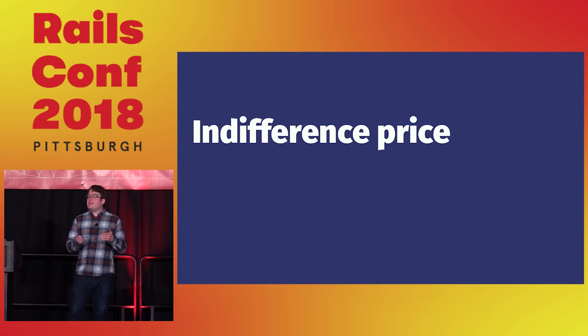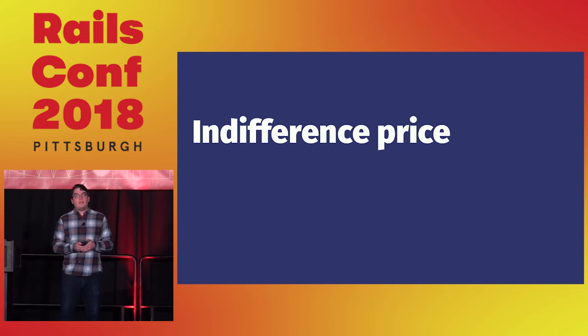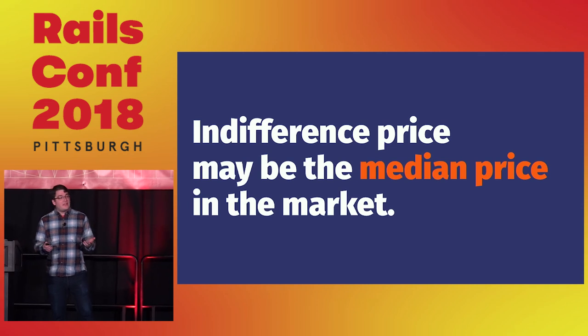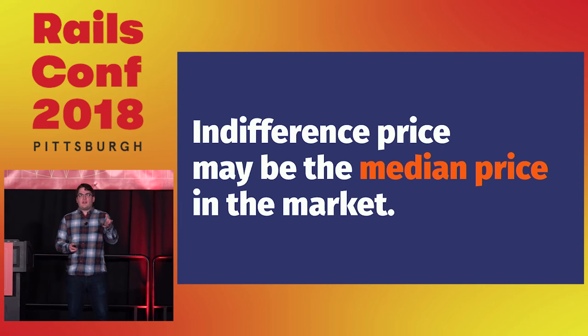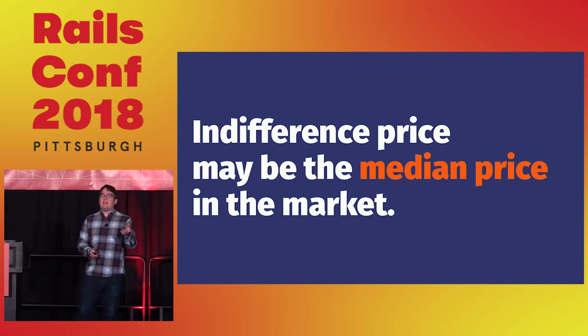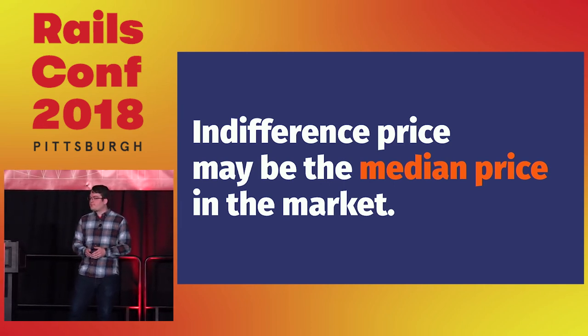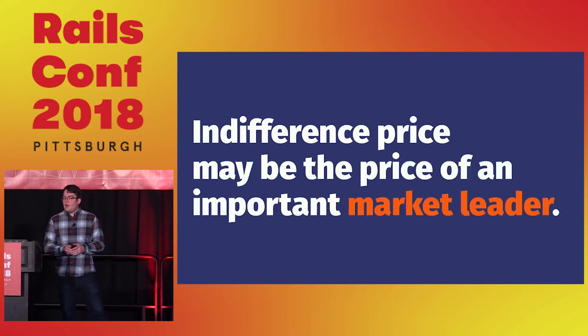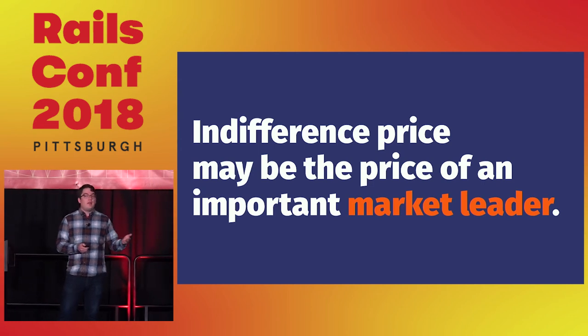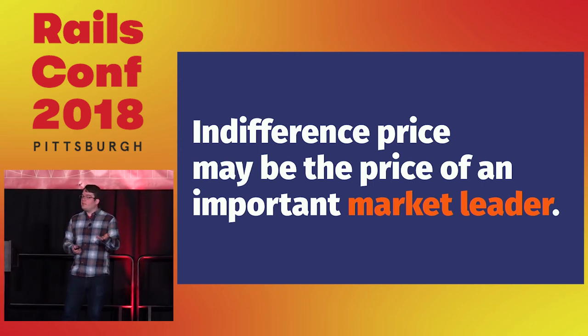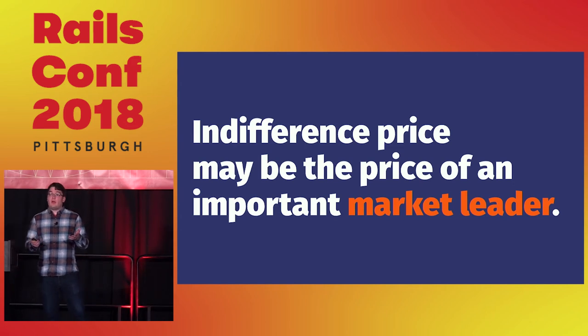This represents what's called the indifference price. The indifference price may be the median price in the market if it's a well-known market. For example, if you work for DigitalOcean and you're doing hosting for servers, people generally know what servers cost. So that might be the median price for what you're asking in the market. It may also be the price of an important market leader. In the case of the granola bar, I had a Kind bar this morning because they're really trendy right now. That might be the market leader. It might be the price of the market leader that you're measuring here.